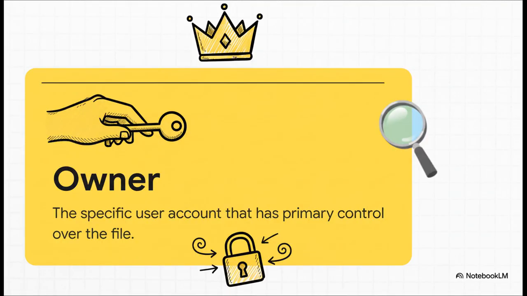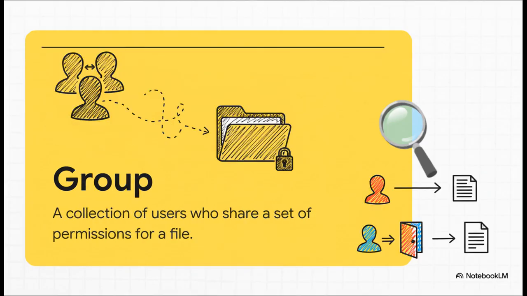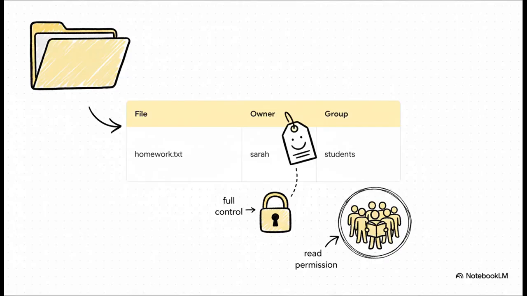Okay, so the first part of that name tag is the owner. This is the specific user account that has the main control over the file. You can think of this as the person's name written in big, bold letters. They're the one who gets to decide what happens to it. And the second part of that tag, that's the group. This is kind of like the department or the team name that's written right under the owner's name. It's just a handy way to give a whole bunch of users, not just one person, shared permissions to use or change a file.